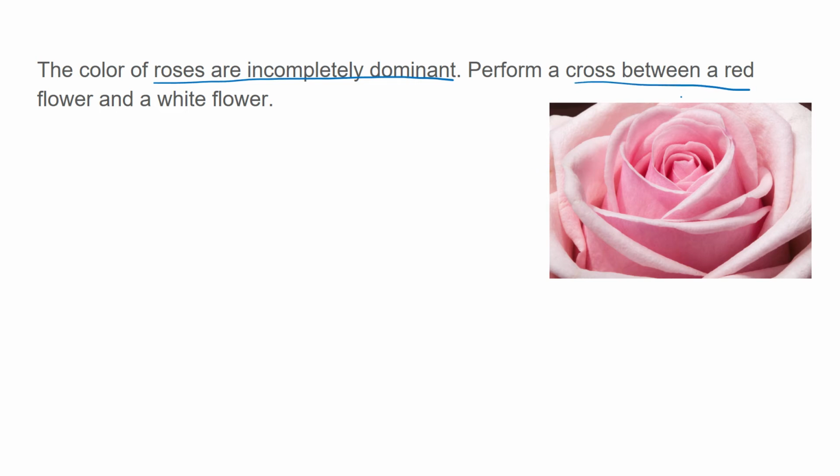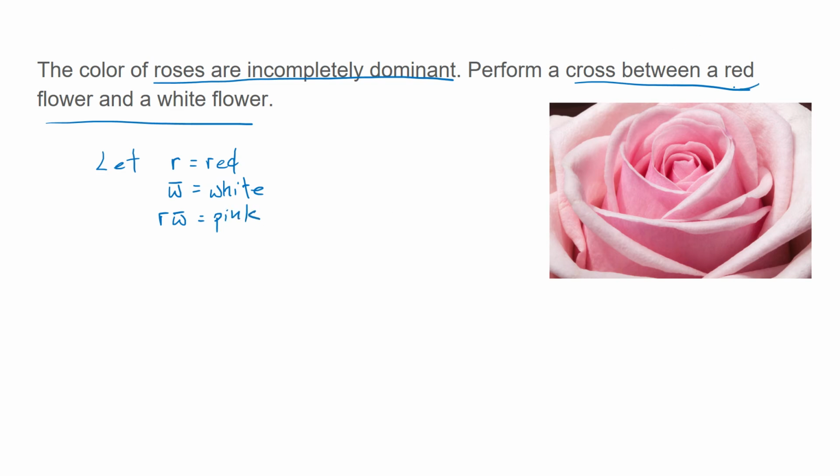Perform a cross between a red flower and a white flower. So let's establish our alleles. Let R, see, and look, I did a lowercase because you don't see a red show up. It's incompletely dominant. Let little r become red. Let little w become white. And then for pink, pink is going to be RW. That's going to become pink, okay?